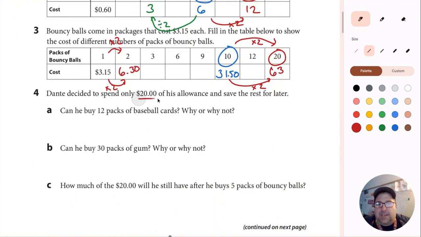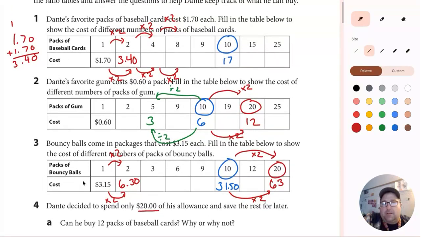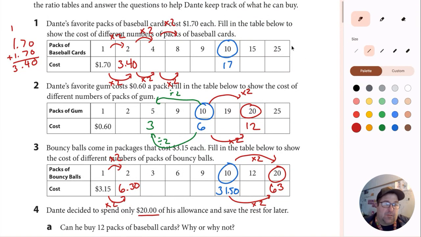On these, he's got $20 he wants to spend. Can he buy 12 packs of baseball cards? Well, let's go up to baseball. Notice how 12 wasn't one of these. Hey, but look right here. We found out what 10 was. We found out what 2 was. So 10 and 2, that makes 12.